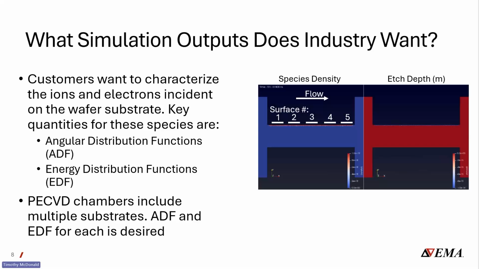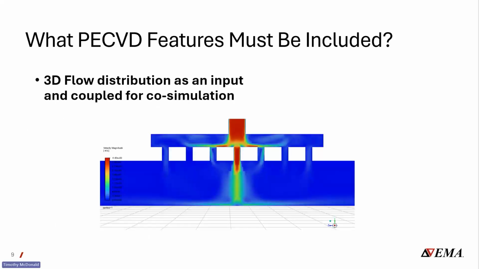PECVD chambers themselves include multiple substrates. You could see in this animation happening above that there's 5 surfaces that we're seeing. And so the flow is going by those multiple surfaces. And so you really want the ADF and the EDF for the ions and electrons at each surface so that you can apply them on follow-on models that are looking at what's happening to those individual nanometer or angstrom level processes. What else does industry want?